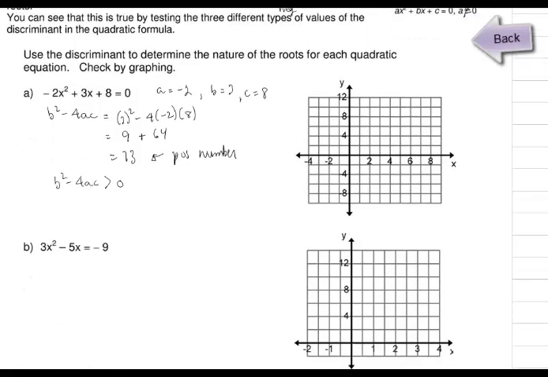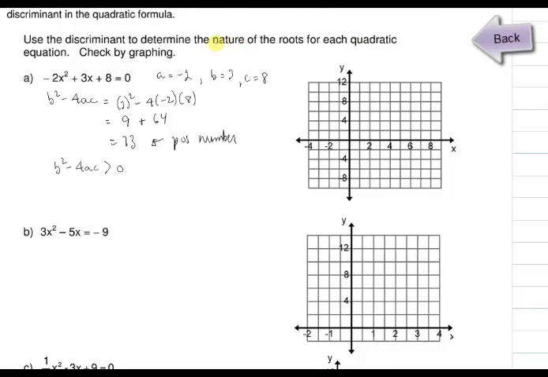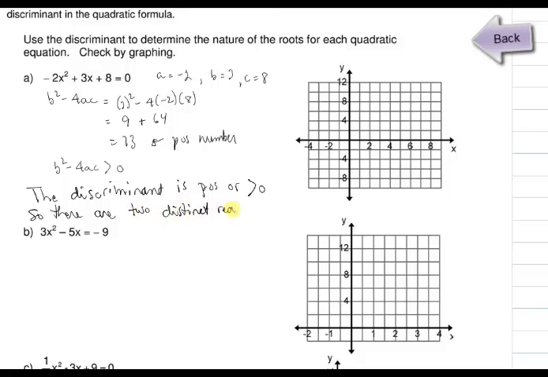So when they ask you to determine the nature of the roots, you say the discriminant is positive, or if you like, greater than 0. So there are 2 distinct real roots, meaning 2 x-intercepts.